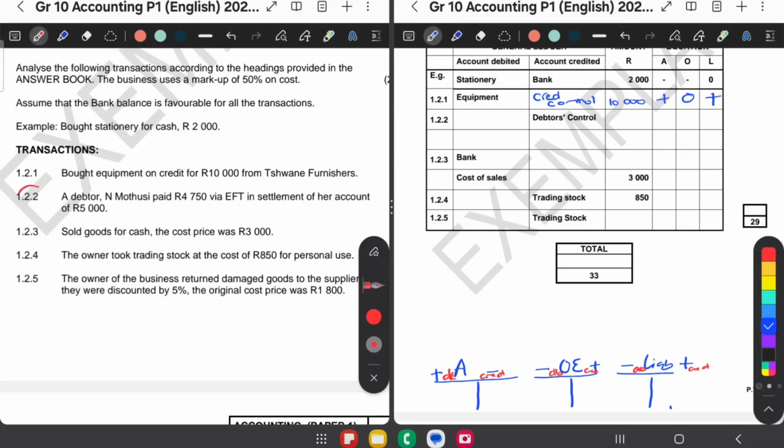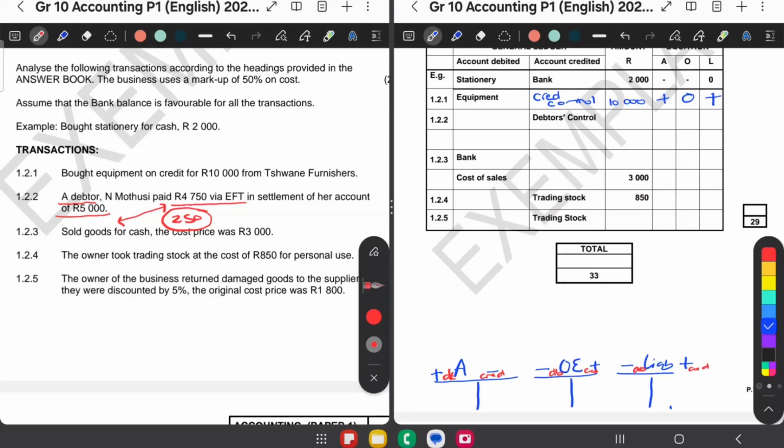Okay, let's look at our next adjustment, 1.2.2. It says a debtor, Motusi, paid us 4,750 via EFT, so that's cash, in settlement of an account. But the account was for 5,000 Rand. So 2 things happened here: a debtor paid us and we allowed a discount, because there's a difference between these 2 amounts. That difference is 250, the discount we allowed.